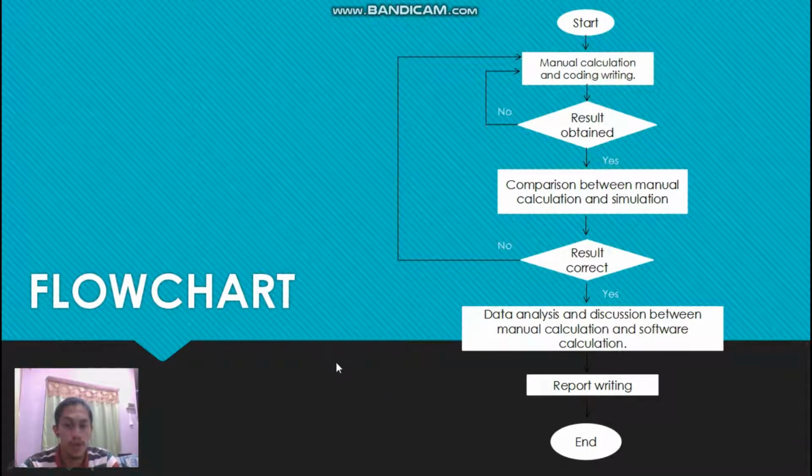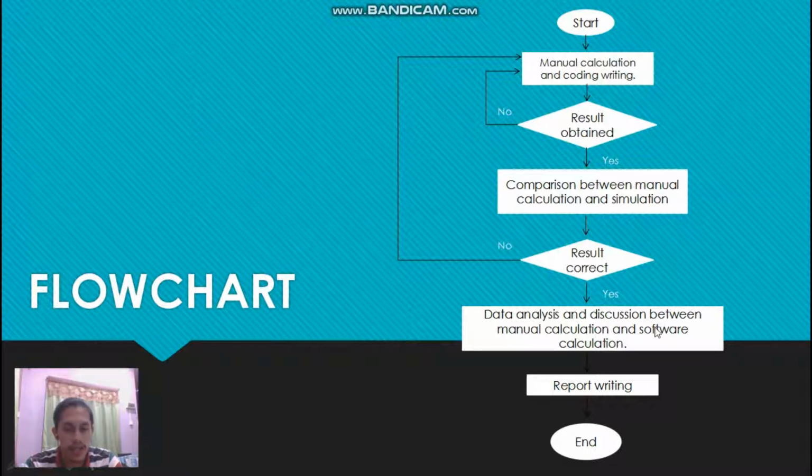This is the flowchart for our group. First of all, we do a manual calculation and a software calculation using Maple software. After both methods get the answer, we can proceed to the next step. If a method doesn't get the answer, we need to repeat it. The next step is to compare the manual calculation and the simulation calculation. If both get the same answer, we can proceed to the next step. If they don't, we need to repeat from the start.